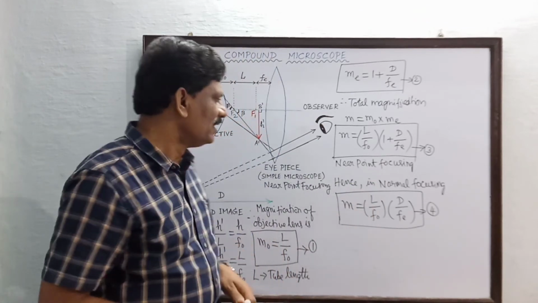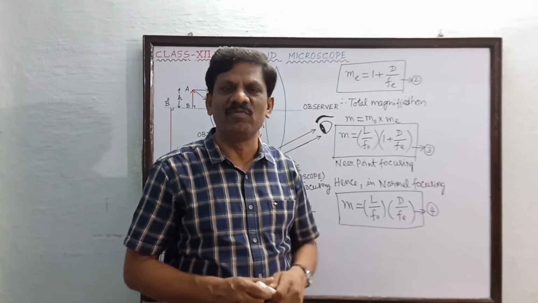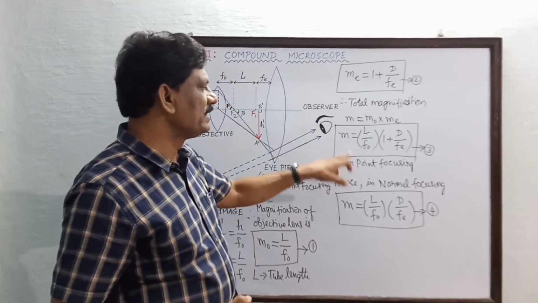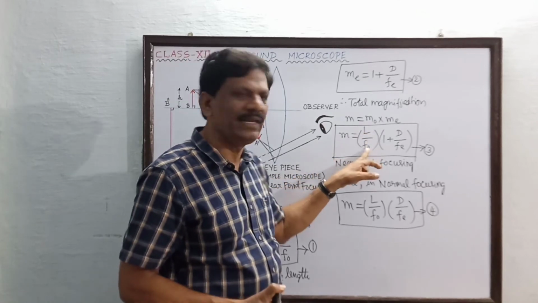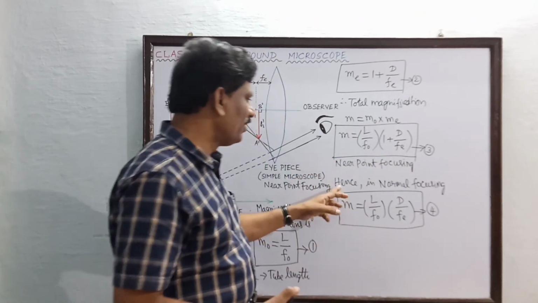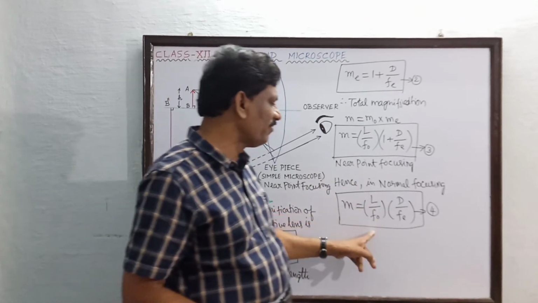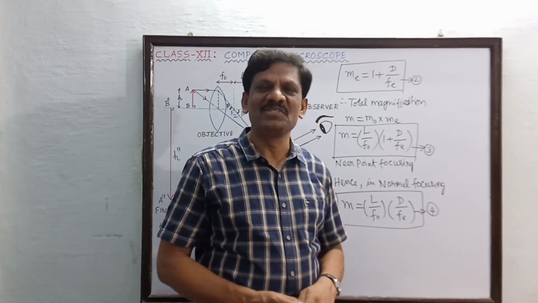Okay, students. So we have 2 expressions for the magnification. One for normal focusing, the other for near point focusing. In the near point focusing, the total magnification of the compound microscope is given by M equal to L by F o into 1 plus d by F e. And for normal focusing, the net magnification is given by M is equal to L by F naught into d by F e. I hope you must have understood well. Fine.